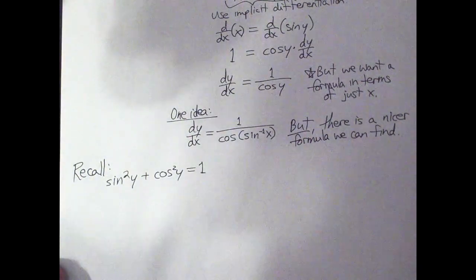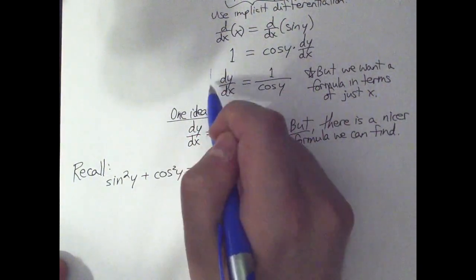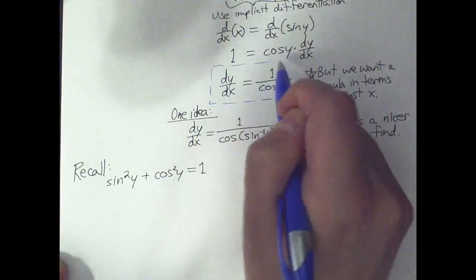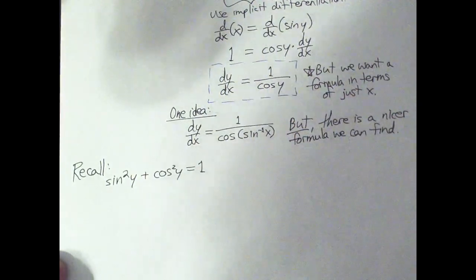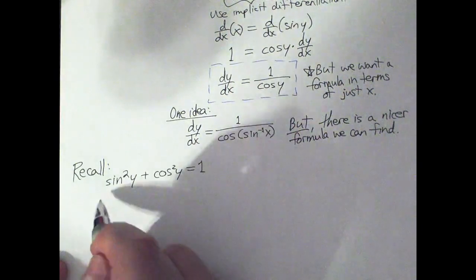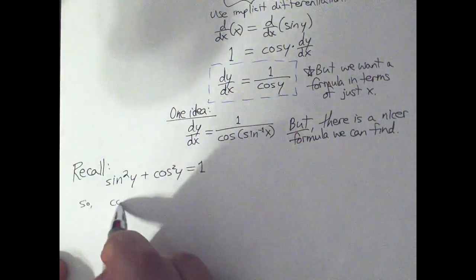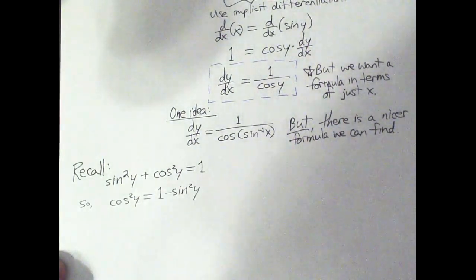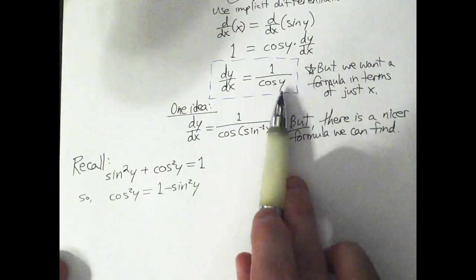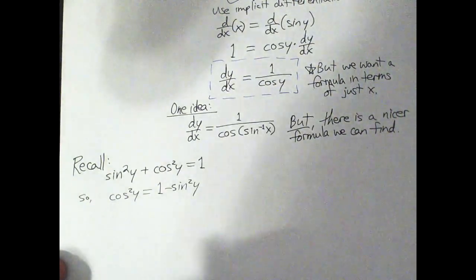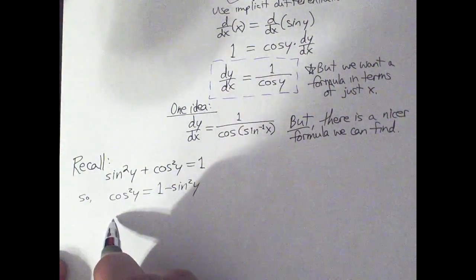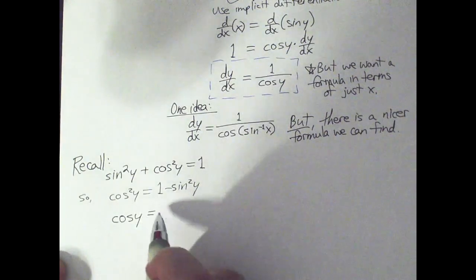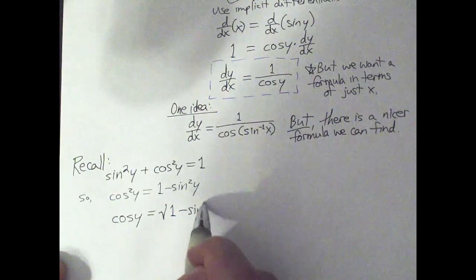We're going to be trying to work from here. I'm going to put a tentative box around this. This is the thing that I would like to find a better form of. How about this? Let's try to solve for cosine. I mean, I want to solve for cosine of y. I just solved for cosine squared of y. So let's take the square root of both sides. Cosine y is equal to the square root of 1 minus sine squared y.